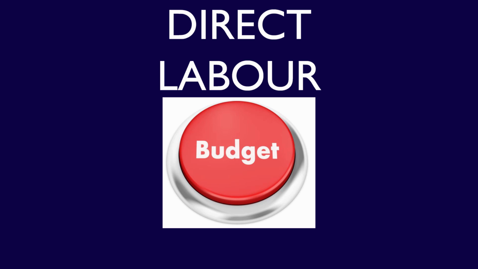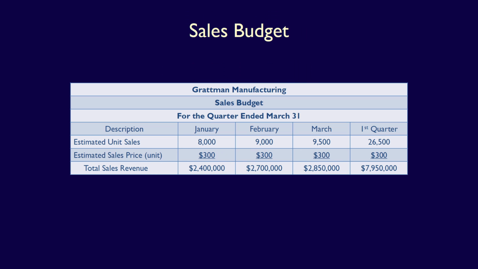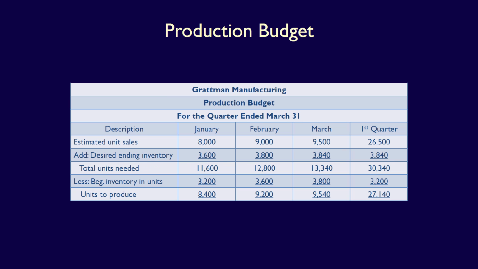We're going to continue with our master budgeting process and prepare a direct labor budget. We've already completed 3 of Gratman Manufacturing's operating budgets in our previous videos. The sales budget estimated the number of units the company is expected to sell and the sales revenue they will earn. The production budget shows the number of units to produce, not only to meet expected sales, but also to ensure the company has safety stock.